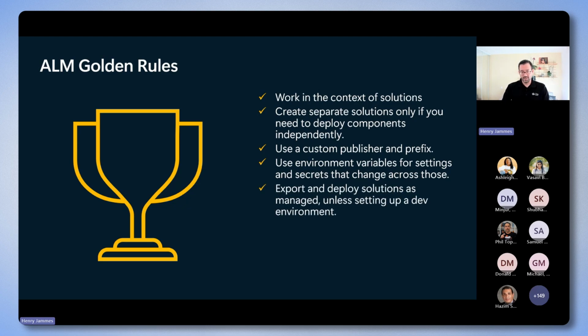When you deploy from dev to any downstream environment, always deploy as managed. That way your solution is locked, and it's a good thing because you don't want end users or makers making changes to your bot directly in production or in test. You want those changes to happen in dev. And you should only deploy as unmanaged if you're actually setting up a new dev org, because you can only export unmanaged solutions. So if you set up a new development environment for your agent, then it's a good reason to use unmanaged. Otherwise, always managed.